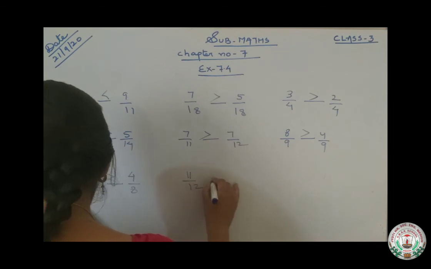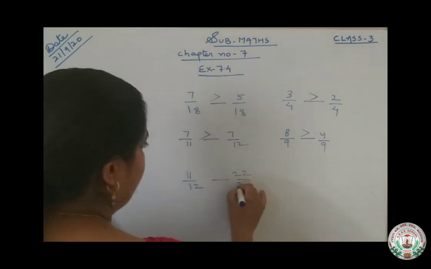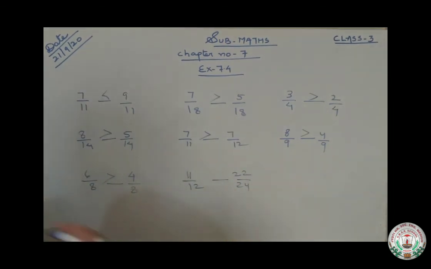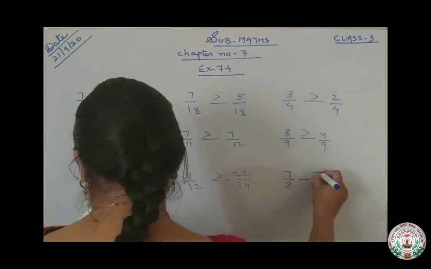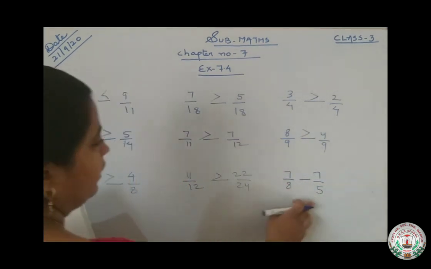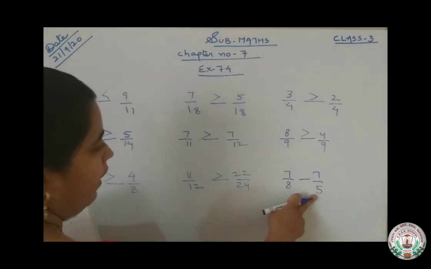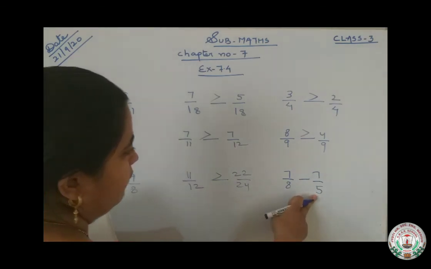11 by 12, 22 by 24. Here also the denominators are different. So the smaller denominator gives the greatest fraction. So which one is smaller? 12. So 11 by 12 is the greater fraction. Next is 7 by 8, 7 by 5. Which one is greater? The smaller denominator gives the greater fraction. So 7 by 5 is greater here.